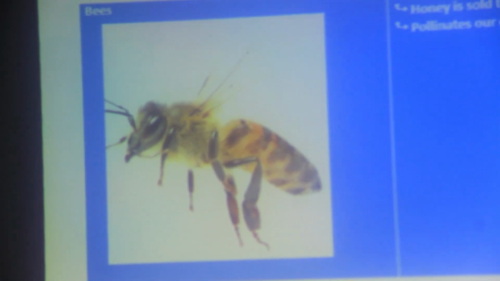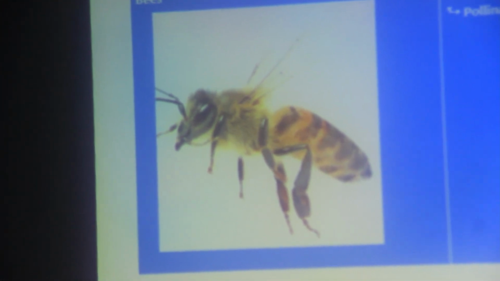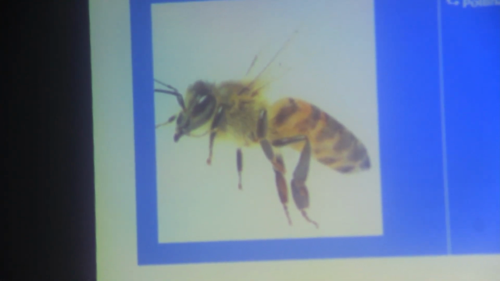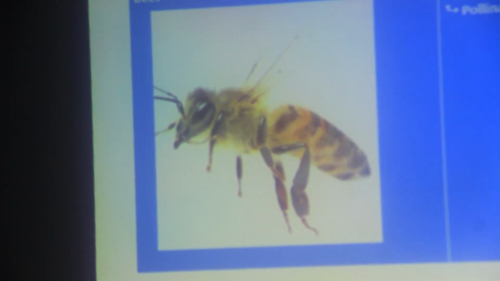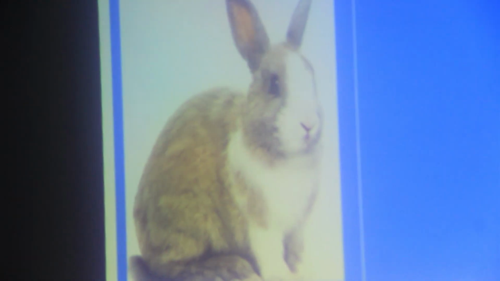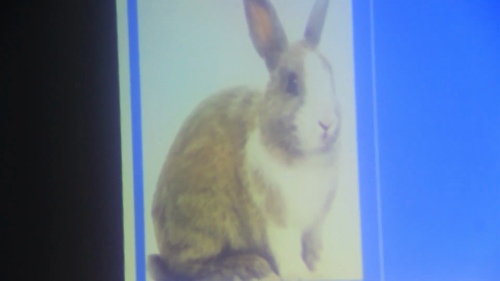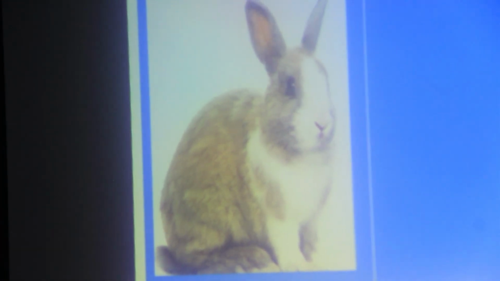From there we go to bees. Bees can also be domesticated since they give us honey, which is food, and honey is sold to give us money, so they act as a source of income. And lastly, bees help to pollinate our crops in the farm. From there we go to rabbits. Rabbits are kept at home since they give us meat.